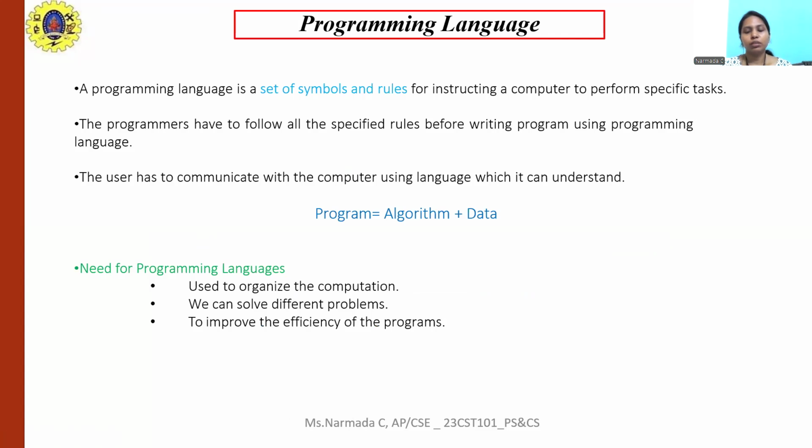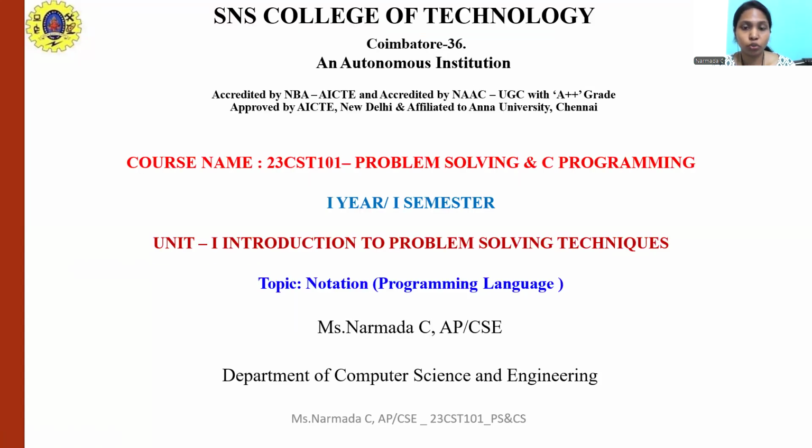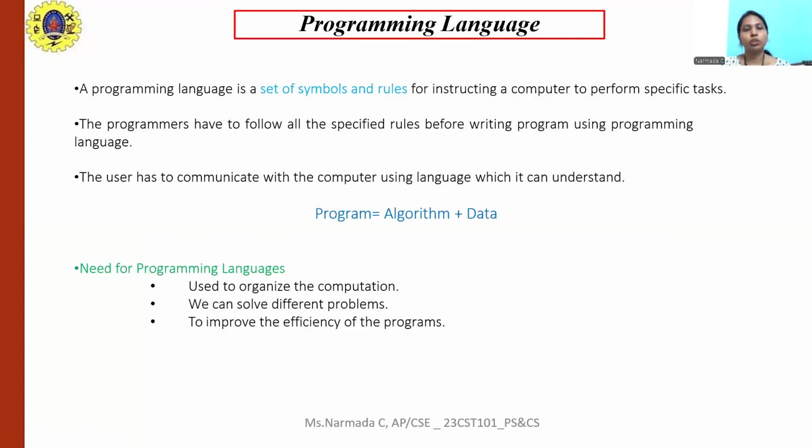In this video, we are going to see about the notations of programming language. So, what is programming language? Programming language is nothing but a set of symbols and rules for instructing a computer to perform a specific task. The programmers have to follow all the specified rules before writing a program using a programming language. The user has to communicate with the computer using a language which it can understand. So program is nothing but algorithm plus data.